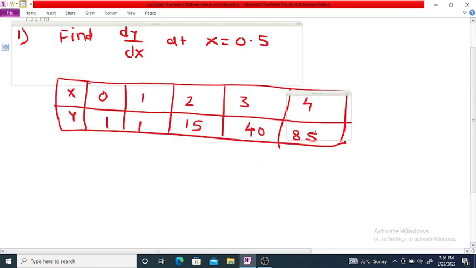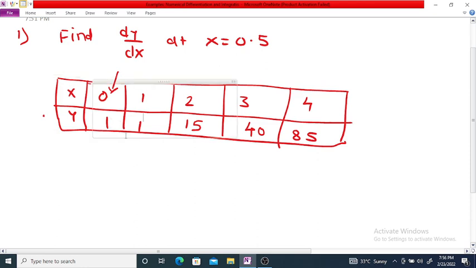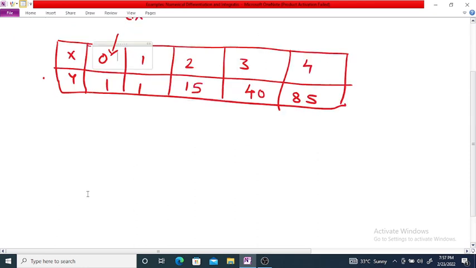Now, we want to determine the derivative at x is equal to 0.5, which is very close to the initial value, that is, it is very close to 0. So we are going to use the numerical differentiation formula using the forward difference table. So step one, we want to determine the forward difference table.